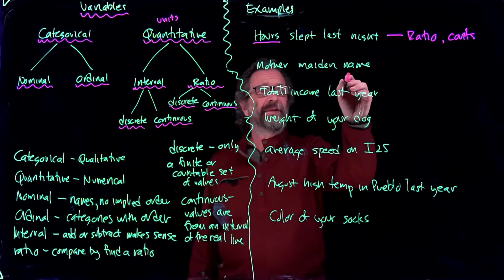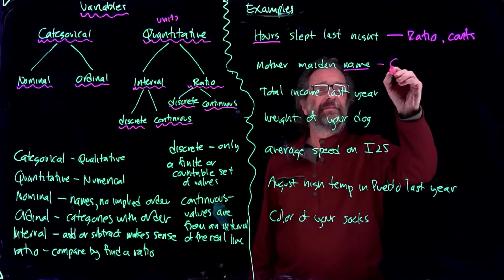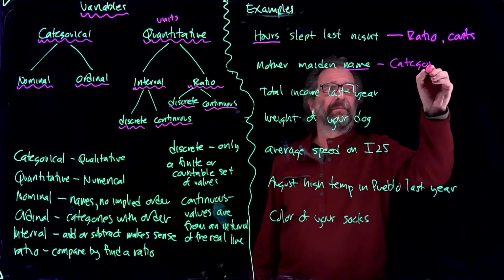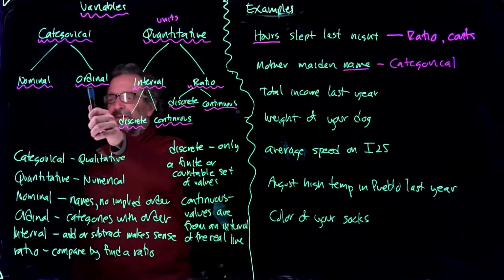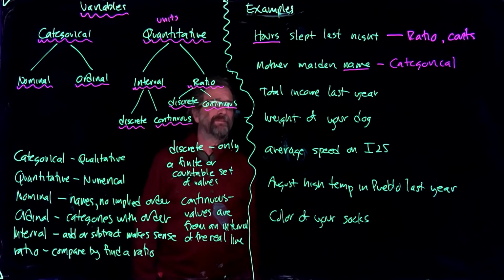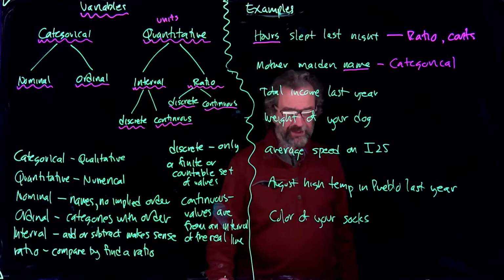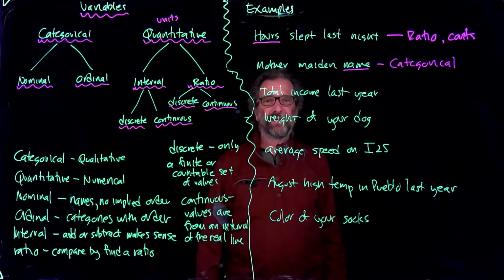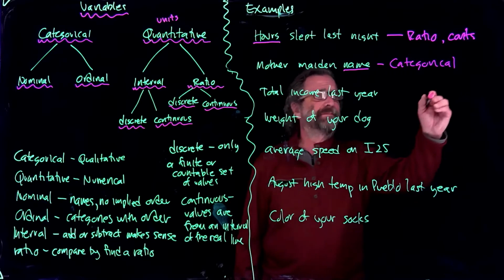Mother's maiden name. Here's name. Name's going to be categorical. And we have to figure out nominal or ordinal. Nominal says names with no implied order. Ordinal says categories with order implied. Names don't have any order. So you don't say because her name was Susan, she's better than someone whose name was Joan. So we're going to go nominal, nominal.